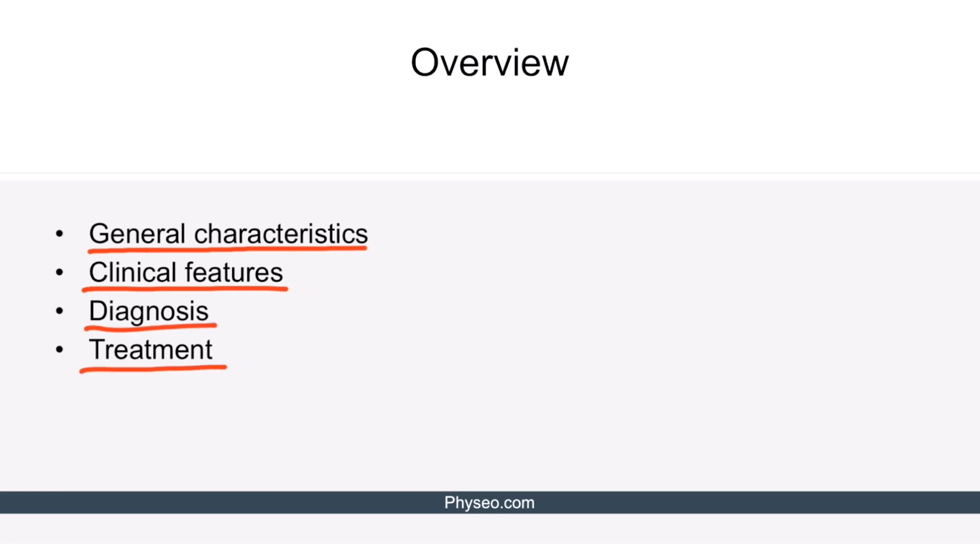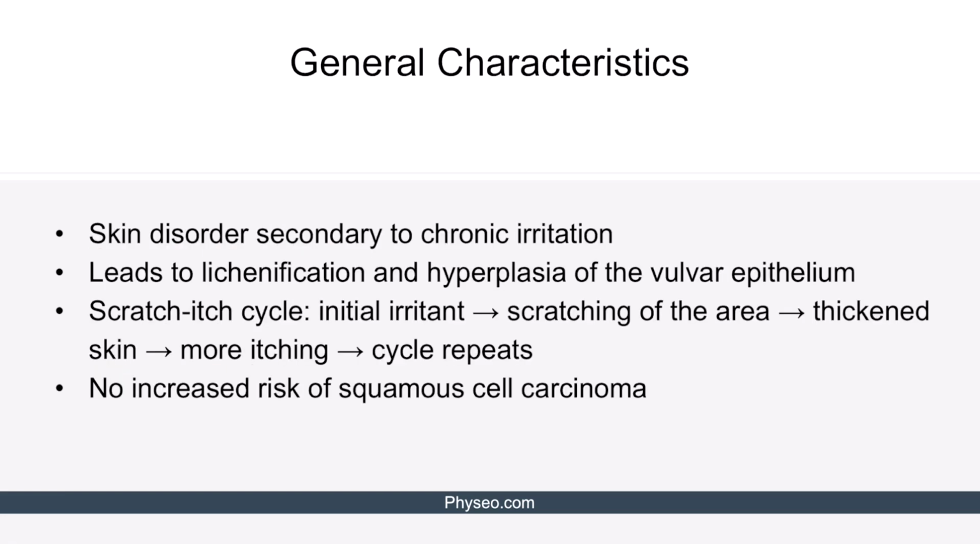Let's begin with some general characteristics. Lichen simplex chronicus is a dermatologic condition secondary to chronic irritation. The chronic irritation leads to lichenification, which is a leathery thickening of the skin due to epidermal hypertrophy and hyperplasia of the vulvar epithelium. Typically, lichen simplex chronicus is the result of a chronic scratch-itch cycle.